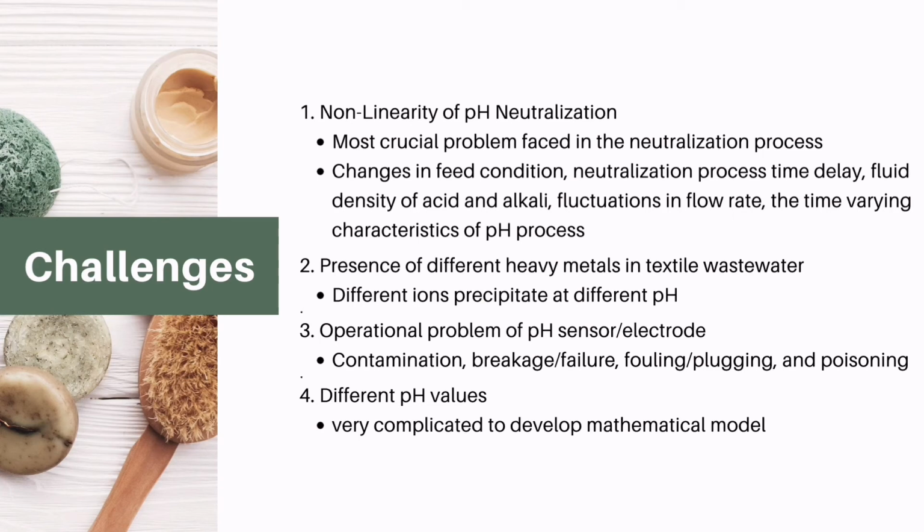The second challenge is the presence of different heavy metals in textile wastewater. Precipitation is important to allow these heavy metals to be separated from the water. However, different ions precipitate at different pH, which means that automatic control system is needed for each stage to neutralize heavy metals present. This is a very tedious process. The third challenge is the operational problem of pH sensor. Some of the problems that they may encounter during operation are contamination, breakage, failure, fouling, plugging, and poisoning. The fourth challenge is the different pH values of wastewater streams. It is very complicated to develop mathematical model for pH process control, as the process dynamics can change significantly just because of small change in quantity of polluting elements.